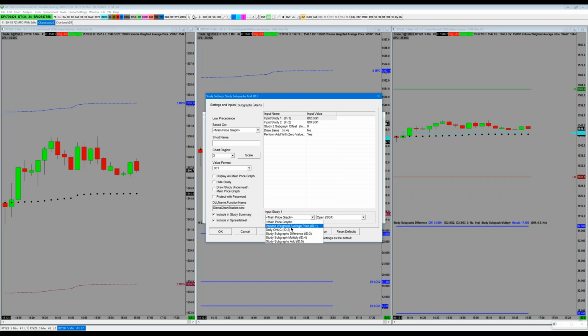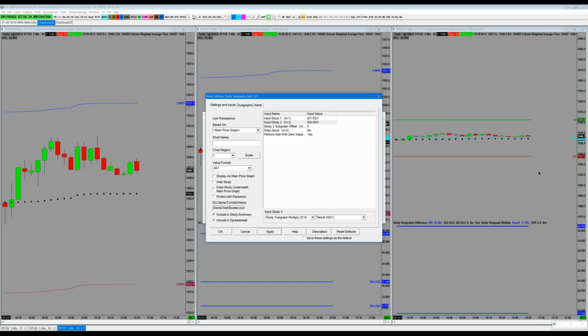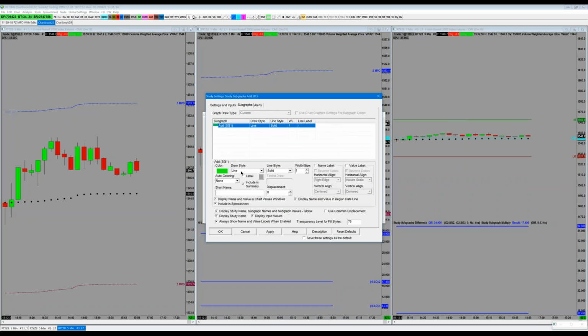No, we want it to be the VWAP, with the main VWAP line as the first subgraph, multiplied by that study subgraph multiply result that we created down here. And this one we will put in region 1 because this is going to be our band. This is going to be our upper band. So when I apply it, we're seeing that up there.